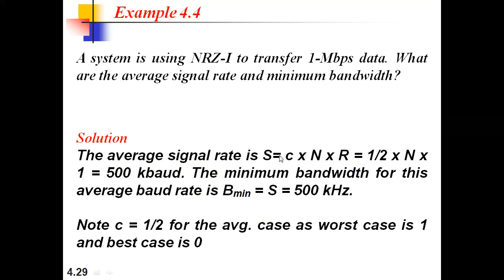So we will see a problem here. A system is using NRZI to transfer 1 Mbps data. What are the average signal rate and minimum bandwidth? The average signal rate is S equals c times N times 1/r, equals 1/2 times N times 1, equals 500 kilobaud. The minimum bandwidth for this average baud rate is B minimum equals S, equals 500 kilohertz, because the frequency is represented in hertz. Note small c equals 1/2 for the average case, and for the worst case it is 1, and for the best case it is 0.